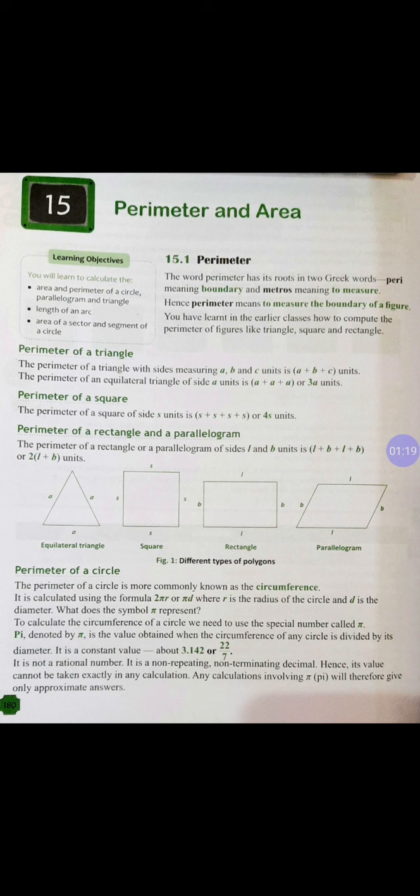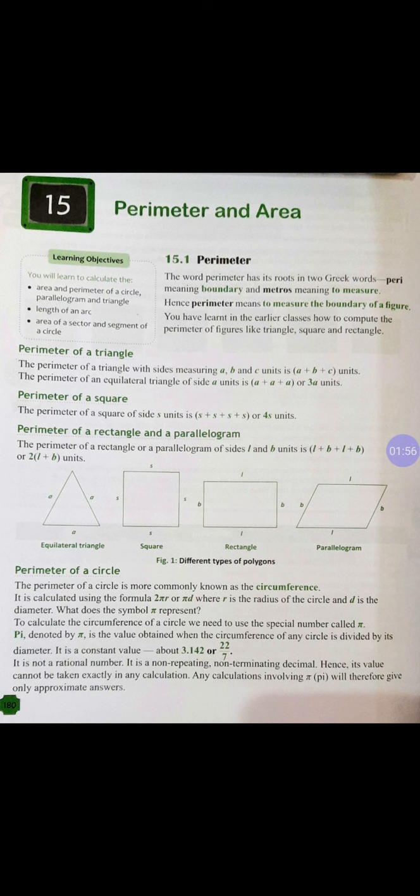If all the sides are equal, like in an equilateral triangle, then a, b and c will all be equal to a. So the perimeter of an equilateral triangle will be 3a, a plus a plus a equal to 3a. Okay. Now let's come to the perimeter of a square. Look at the second diagram. Here there are four sides and all the sides are the same. If we move along the first side, then the second, third and fourth, the total distance traveled will be s plus s plus s plus s, that is 4s. So the perimeter of a square will be 4s.